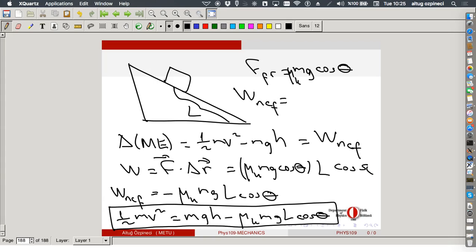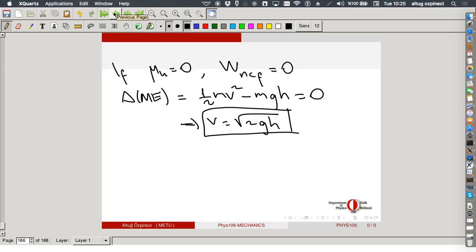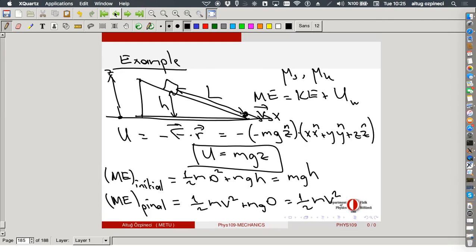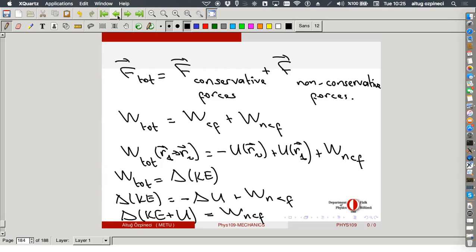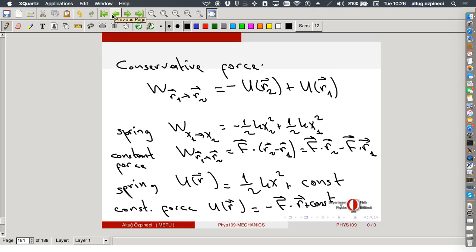We don't need to know how long it takes. It's enough for us to know what this length is. By the way, h is nothing but L times sine of that angle, theta. If you want, you can also substitute it over there. Now, any questions on this one?